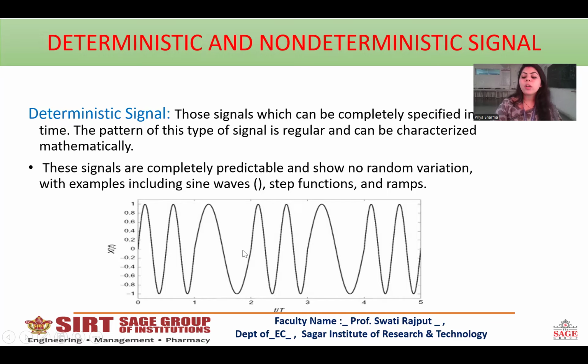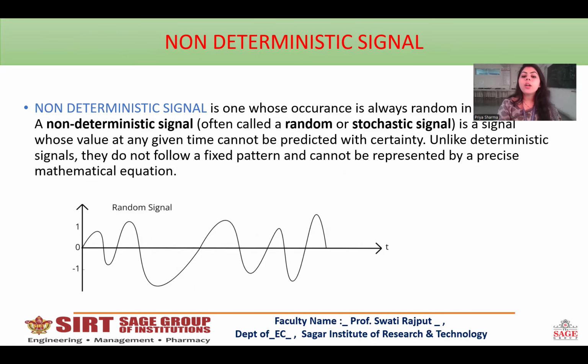Now, what is a non-deterministic signal? A non-deterministic signal we can simply remember as a random signal. What are random signals? These are not uniform. You can see over here, these are not uniform. How are they? They are random in nature. See, random waveforms. So, this is also called a random signal or non-deterministic signal. They do not follow a fixed pattern and cannot be represented by a precise mathematical equation. So you understood about the deterministic and non-deterministic signal.